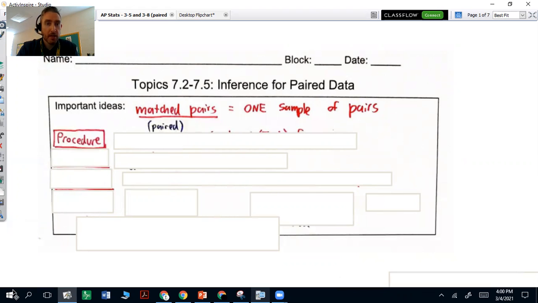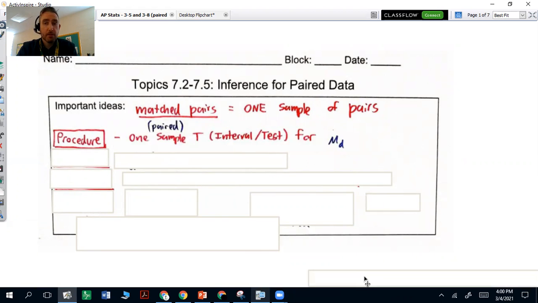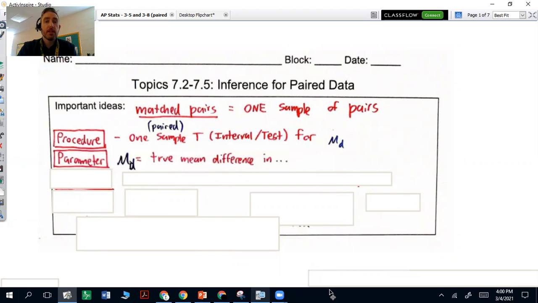So we call that paired data, and the procedure is a one sample t interval, so it's going to be the same t interval as you've done for one sample, but we call the notation mu d, d for the difference. The parameter is, again, the true mean difference in each individual, whatever the context is of the problem.